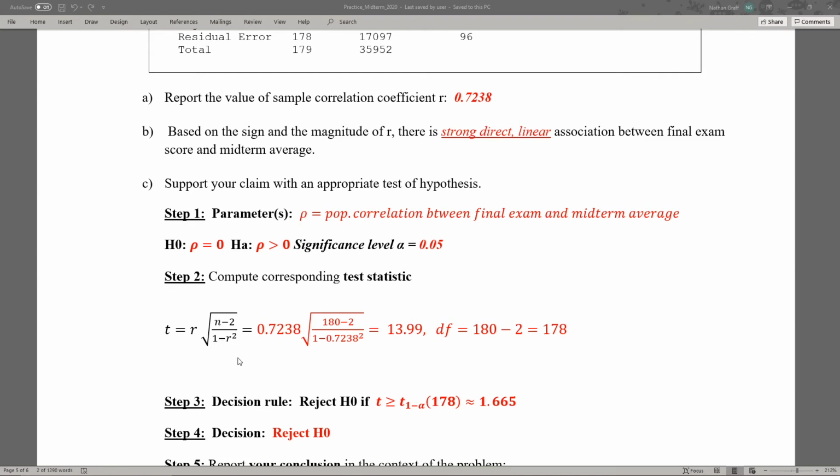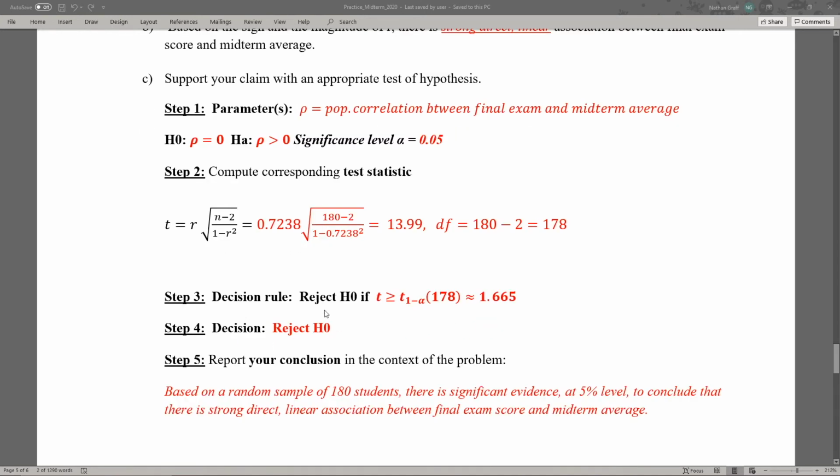This gives us a value of 13.99 under the t-distribution of n minus 2, or 178. Next, we devise a decision rule, but first we need to calculate our critical value. In this case, we're looking up the 95th percentile of the t-distribution with 178 degrees of freedom. That results in a critical value of 1.665. Thus, our decision rule is to reject the null hypothesis when our test statistic is greater than 1.665.